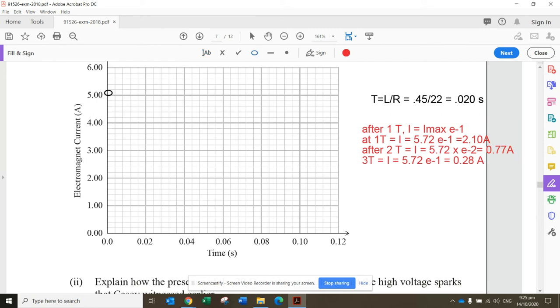So all that you do, I don't know if I can plot points, I may not be able to. So this 5.72 is somewhere here, let's say. Not exact, but you get the idea. And that's probably as much as I can get. After 1 time constant, it's 2.10, so it's somewhere over here. After 2 time constants, it is 0.77, so it's somewhere over here. And after 3 time constants, it's 0.28, somewhere over here, and so on. I can't draw a line, but you kind of trace it. So that's the sort of decay curve you get.